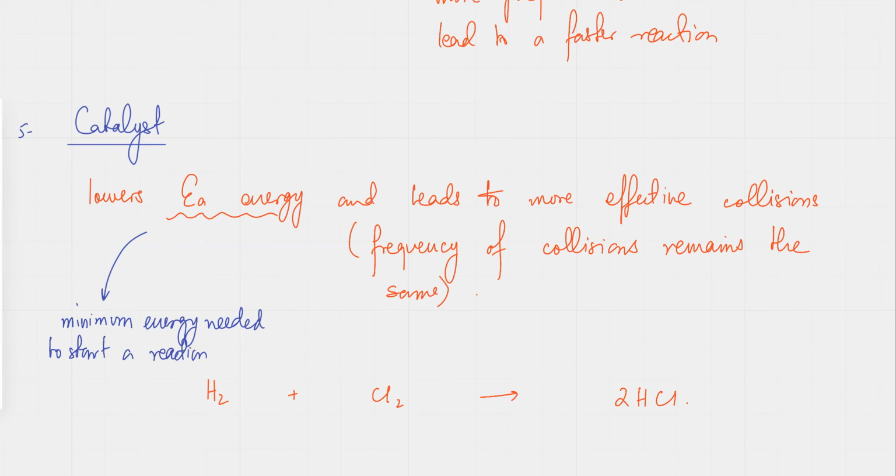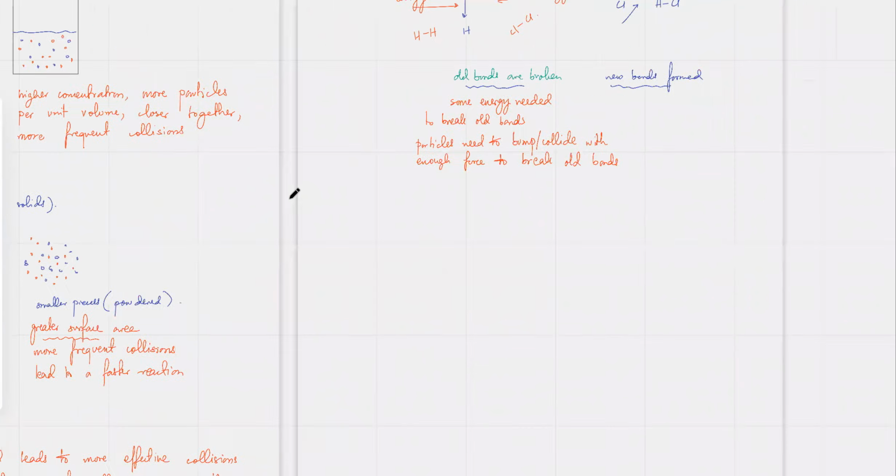So I'll just take 2-3 more minutes to explain. There's some minimum energy that is needed to start a reaction. Basically, why do you need energy? To break the old bonds. So what does the catalyst do? A catalyst, what it does is, because your whole reaction is slowing down because of this.